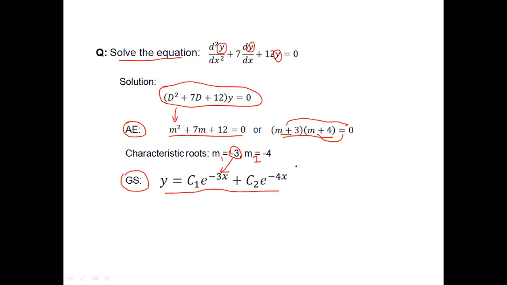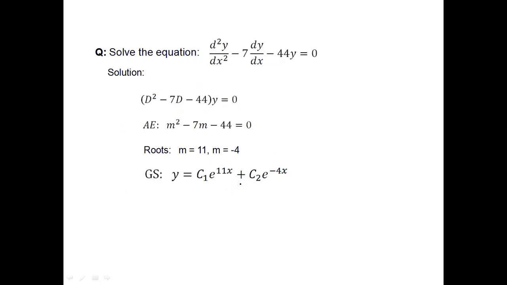So we've seen that this expression is the one that is followed when the roots of a characteristic equation are real but unequal. So these are real roots but not equal. Okay, let's move to the second example.